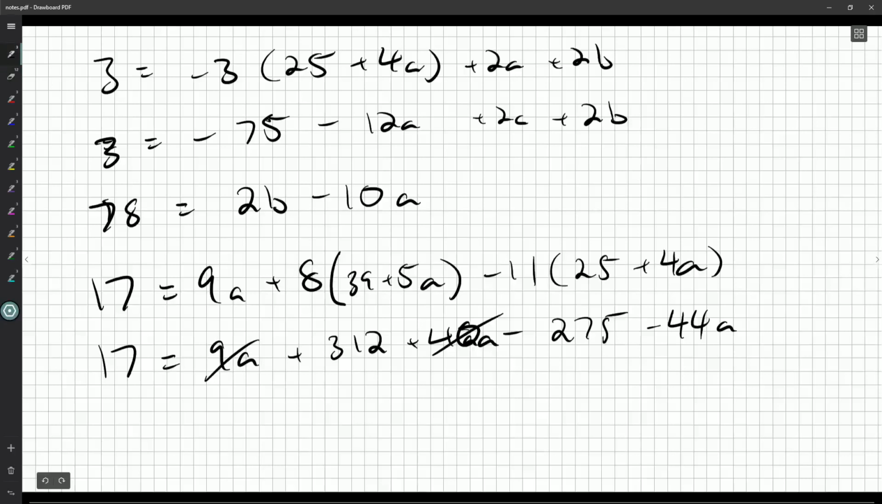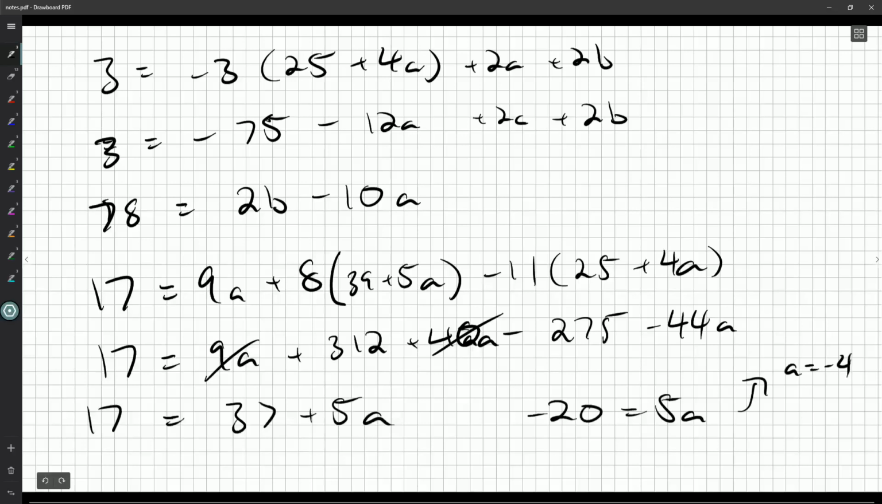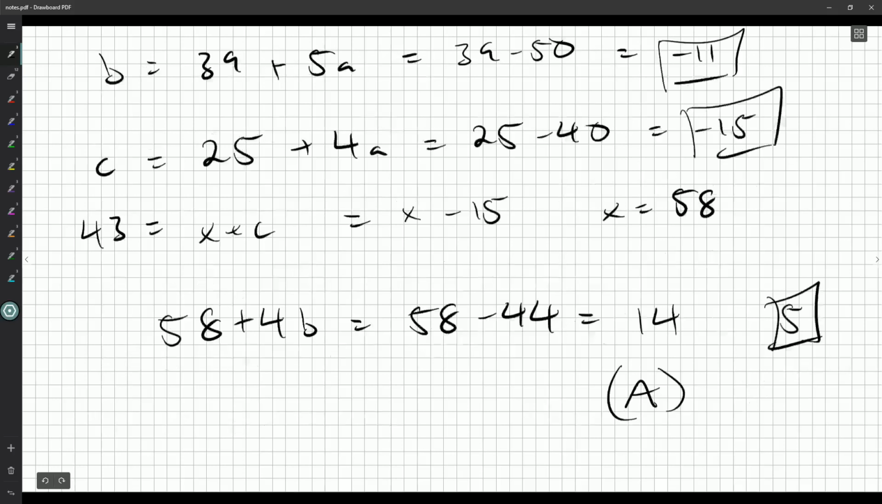So the difference between 312 and 275 should be 37. So we'll get 17 is 37. 9 A's, 40 A's should be 49 minus 44, so it should be plus 5A. And so minus 20 should be 5A. So A should be negative 4. And from there, we can work out B. What did we have? We had B is 39 plus 5A. So B should be 19.